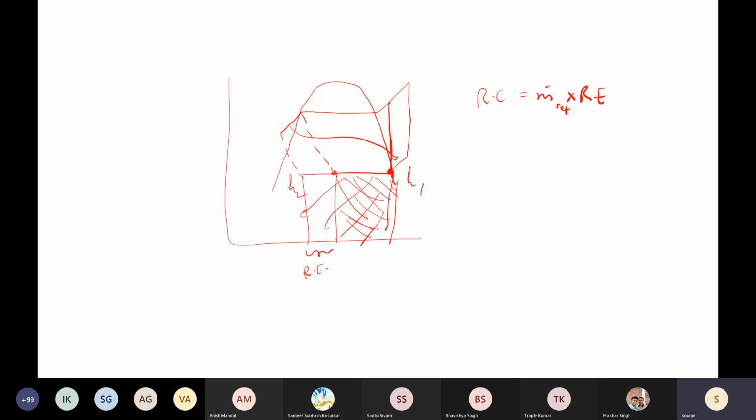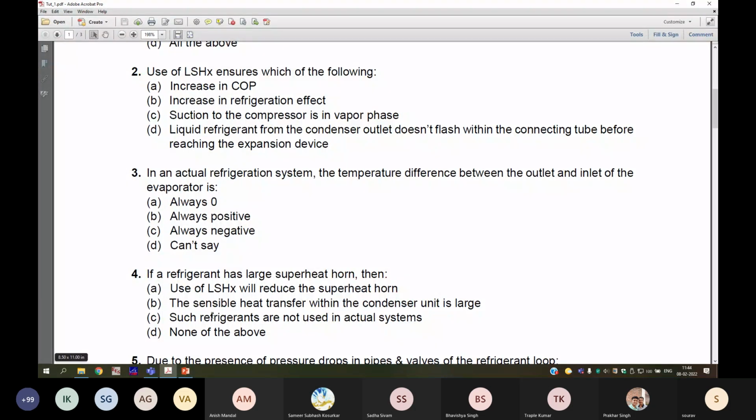So in an ideal standard cycle, the temperature difference is zero. What about the actual cycle? Negative due to pressure drop. Negative due to pressure drop, but you can have positive due to superheating. So our answer is point number D. Can't say. Which one is dominating? We cannot say.